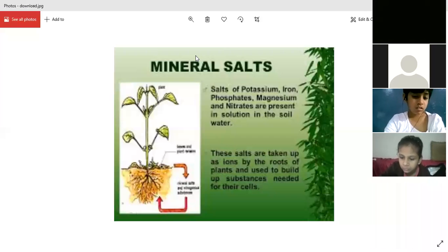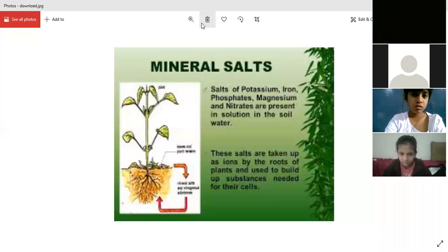These salts are taken up as ions by the roots of plants and used to build up substances needed for their cells. अब ये वाले mineral salts plants के लिए क्यों important है? Because when you plant any seed inside the soil, it will absorb all the mineral salts from the soil. ठीक है, and your plants will grow more efficiently and your plant will be healthier. ठीक है ना? So this is the reason that soil which has mineral salts is very efficient in plantation.